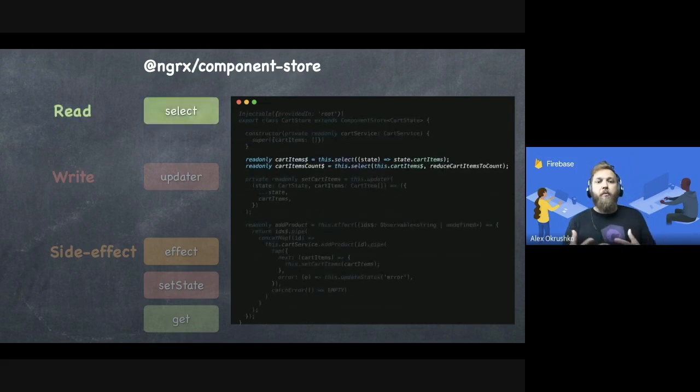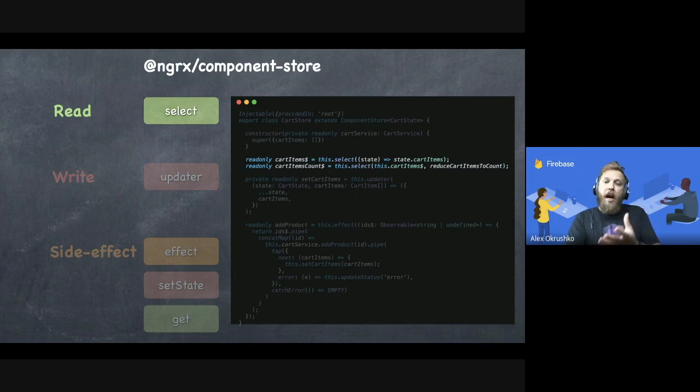Then we need a way to read the data from it. And again, we are reading in a very reactive way. So similar to card items before, whenever things change, we would let everybody know. Now all the components can start listening to that and just subscribe to it, or use async pipe with it. So for example, here's the card items. It just selects card items from the state. And count does a little bit more. It takes that card items and reduces it to a single number, okay?